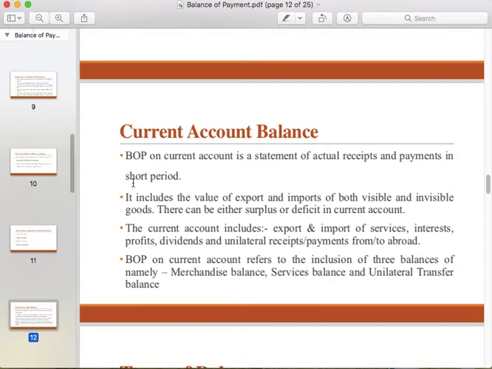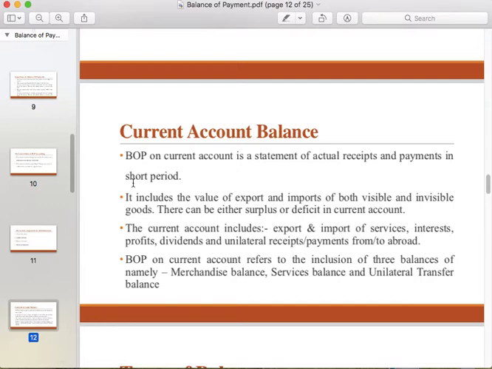Tourism, salon, food, they are all under invisible. But if you're buying a gadget, sending a gadget, or buying a blanket, or any kind of product, it is going to come under visible. So it includes the values of both visible as well as invisible goods that are coming into your country and going out of your country.